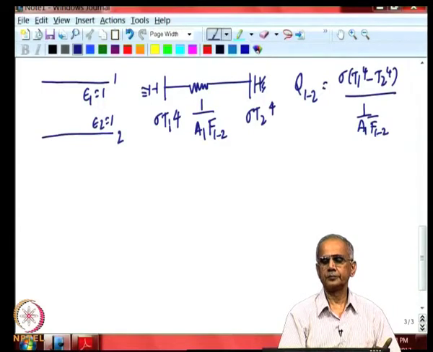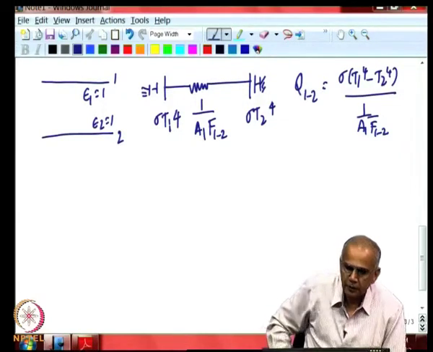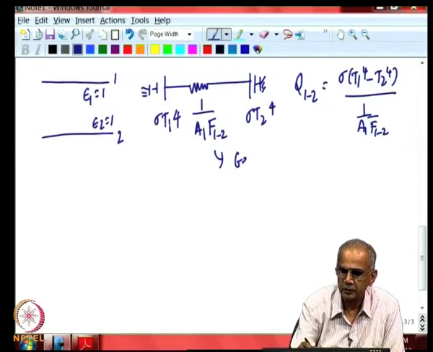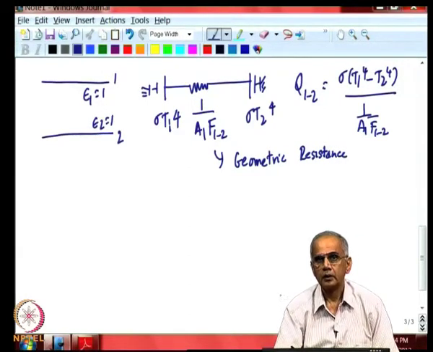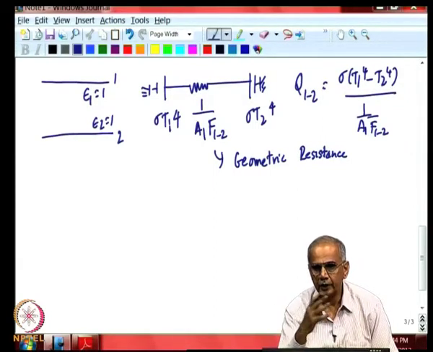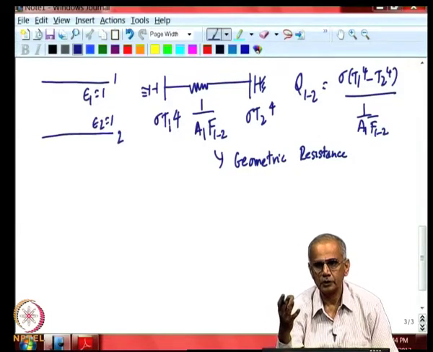So, you have two surfaces and the flow of heat or current in the analogy is due to the potential difference, which is sigma T to the power of 4 in this case, divided by the resistance. Now, notice that this resistance occurs primarily due to the geometry of the problem. So, we will call it geometric resistance, because this resistance arises on account of the relative configuration of the two surfaces, which is a consequence of the geometry of the problem.